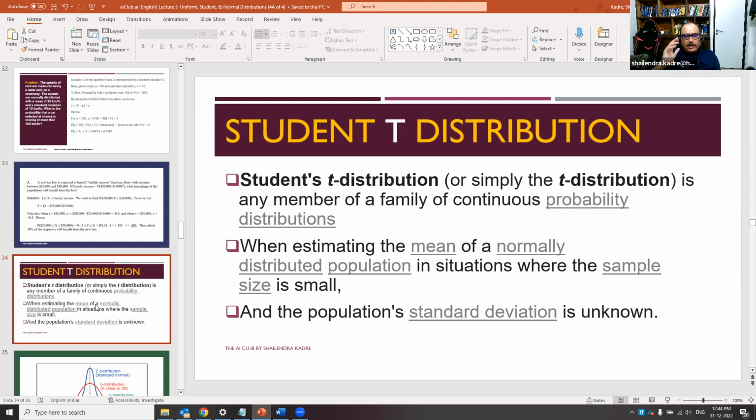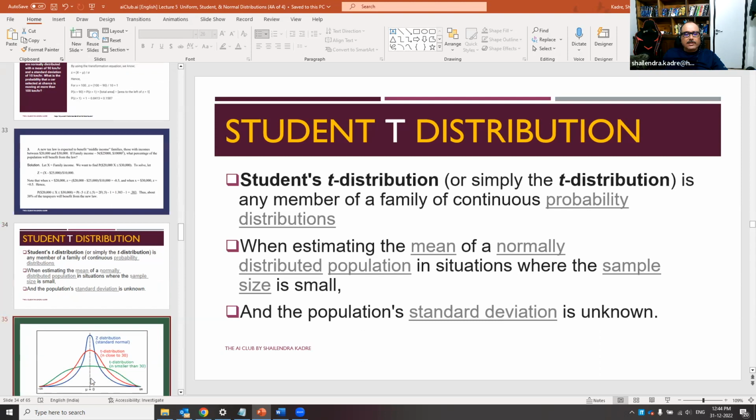Now another case when we use the student t distribution is when the population standard deviation is not known. One case is when the number of samples is less than 30. That's where we use the student t distribution. And another case is if the population standard deviation is not known. In such a case also we go for the student t distribution. Now you will tell me, sir, you have told three properties, but you have not told us how it looks. So next is that only.